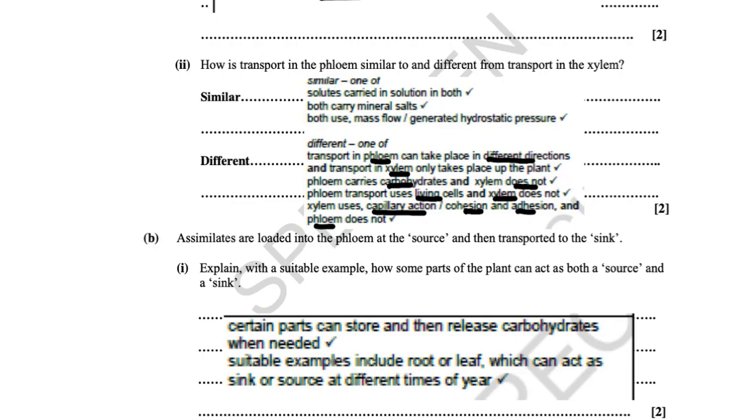Now, assimilates are loaded into the phloem at the source, so things like sucrose are loaded at the source and then transported to the sink. Now, a sink is an area of net consumption of the products of photosynthesis, and a source is an area of net production.